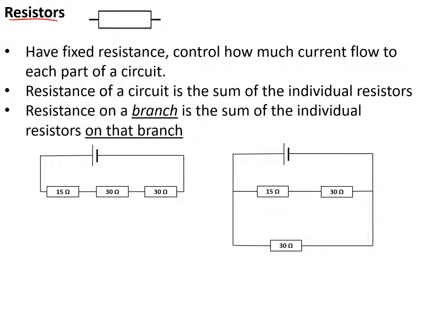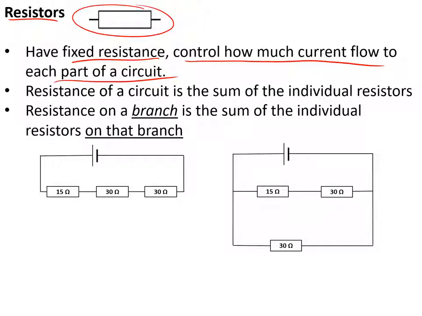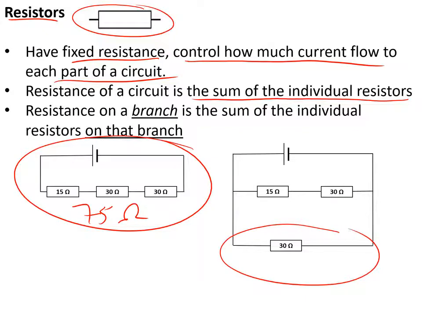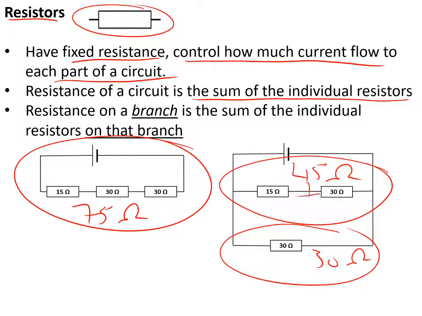Now a resistor, look at the way it's drawn, has a fixed resistance, and it controls how much current flows to each part of a circuit. The resistance of a circuit is the sum of the individual resistors. So in a series circuit, for example this one, the total resistance here is 75 ohms, because that's what you get if you add up 30, 30 and 15. Here the resistance on this branch is just 30 ohms, because that's what the one resistor says. Here the resistance on that branch is 45 ohms, because you add up the two resistors that are there.